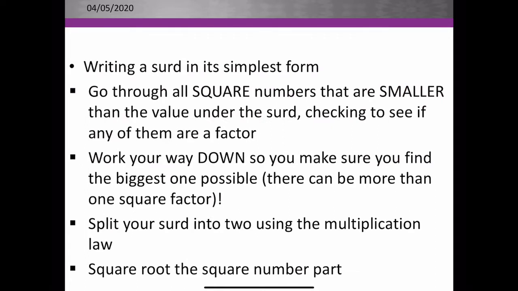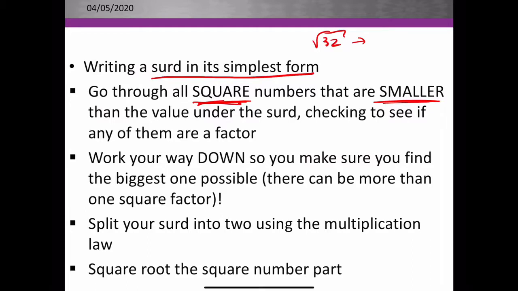So the main thing we're doing today is writing surds in the simplest form. The most important thing is for you to know your square numbers. By using the square numbers, we are going to simplify these surds. You're always trying to find the biggest possible square number that fits into the number given to you, and then you're going to use the multiplication rule to break it apart. So let's have a look at an example.